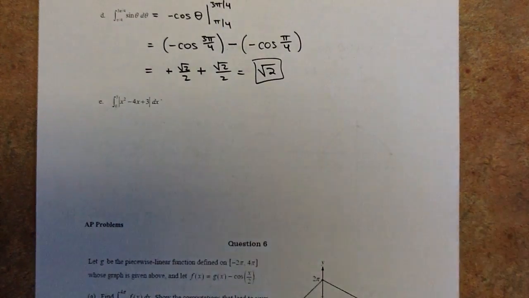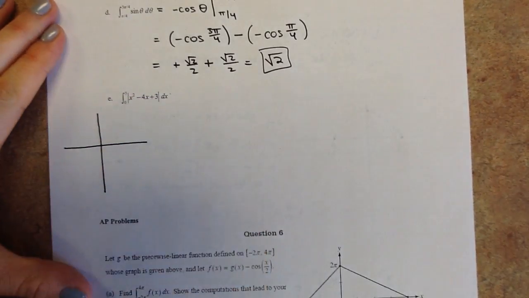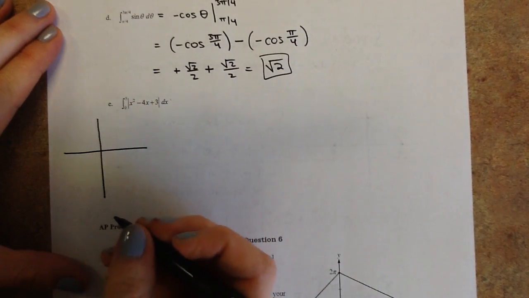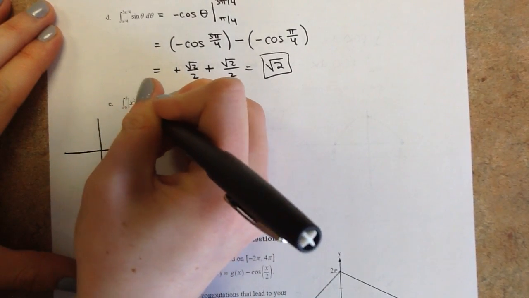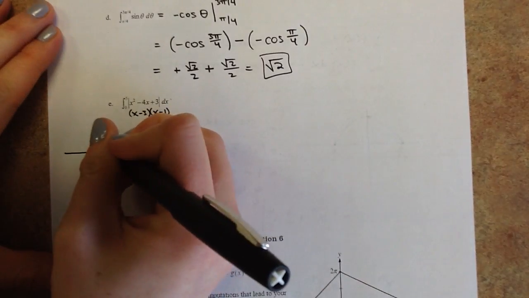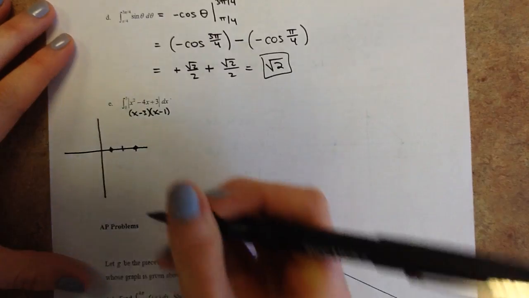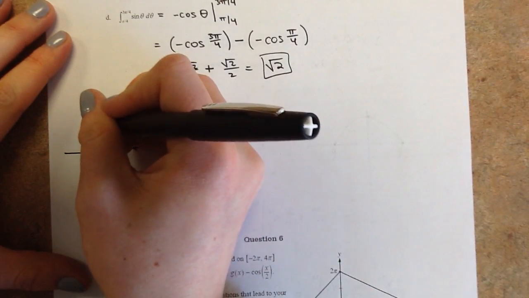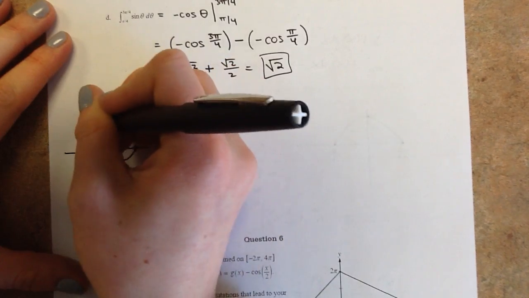Actually, no, we're going to come up with a graph on our own. So let's graph this parabola. We need x-intercepts. So if I set this equal to 0, we can factor it down to x minus 3, x minus 1. So I have 1, 2, 3, intercept here, intercept here. So my parabola, the original parabola, looks something like this. Right? We know how parabolas work.